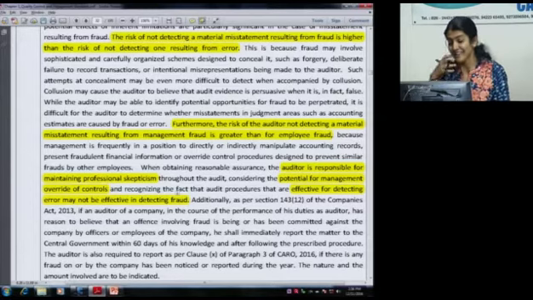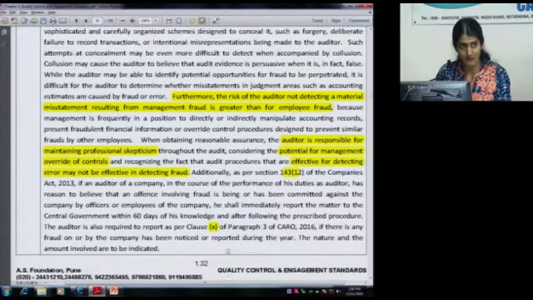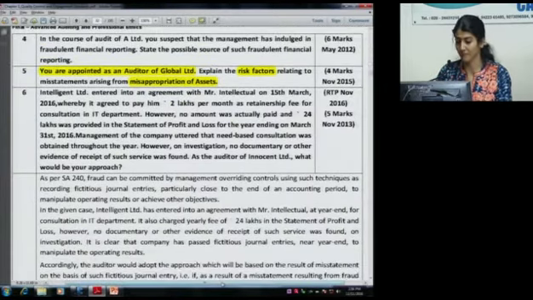Okay, right. When obtaining reasonable assurance, the auditor is responsible for maintaining professional skepticism, considering the potential for management override of control. Professional skepticism, considering the risk of MOC and recognizing the fact that procedures that are effective for detecting an error may not be effective in detecting a fraud. And then 10-12. Then 12-10. We call it 10-12. Clause 10 and 143-12.